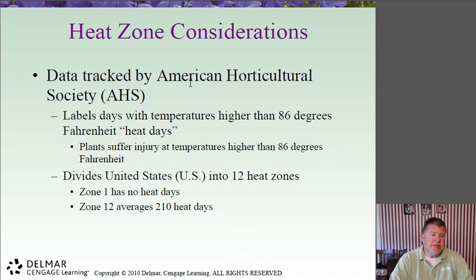For the considerations for heat zones, the data is tracked by the American Horticultural Society, or AHS. They label the days with temperatures higher than 86 degrees Fahrenheit. These are your heat days. Plants suffer injury at temperatures higher than 86 degrees Fahrenheit, and so they have divided the United States into 12 heat zones. Zone 1 has no heat days, so it absolutely has no days that reach 86 degrees. Zone 12 averages 210 heat days.